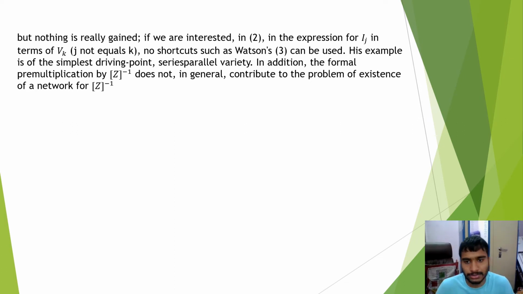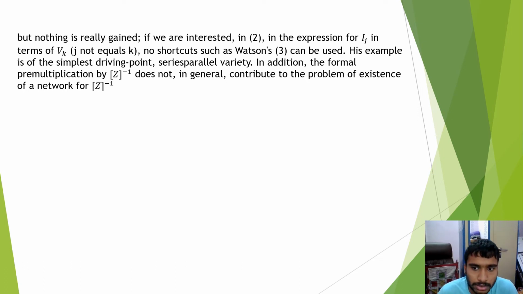The last slide says: but nothing is really gained if we are interested in the expression for ij in terms of vk, j not equal to k. No shortcuts, such as Watson's 3, can be used. His example is of the simplest driving point, series parallel variety. In addition, the formal premultiplication by Z inverse does not, in general, contribute to the problem of existence of a network of Z inverse.